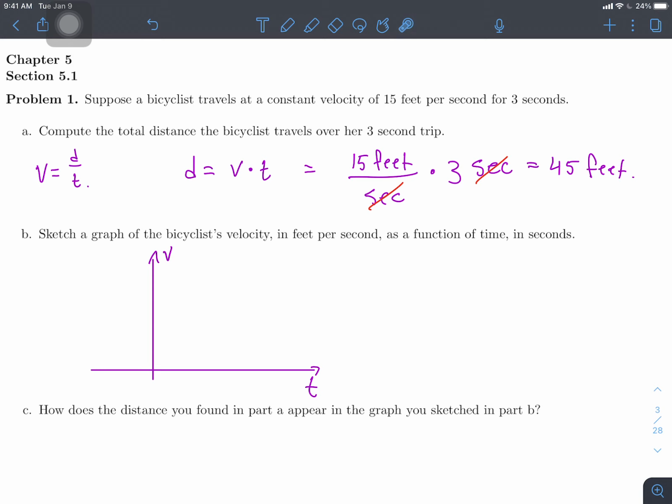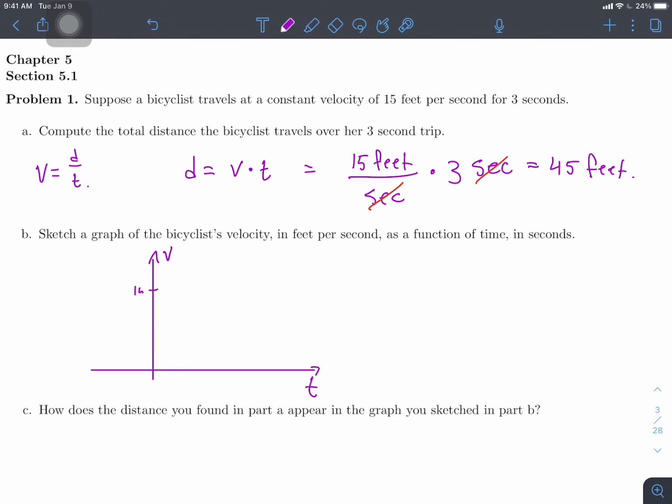And what is my picture going to look like if I travel with a constant velocity of 15 feet for 3 seconds? Linear. And what slope? Positive? What's the slope of my linear function going to be? Remember, what am I graphing here? It's the velocity that I'm graphing, right? Is the velocity going up or down? Yeah, it's not going up or down at all. It's just chilling at 15, right?